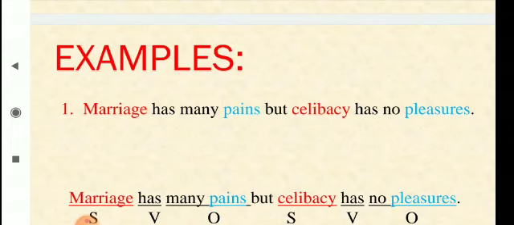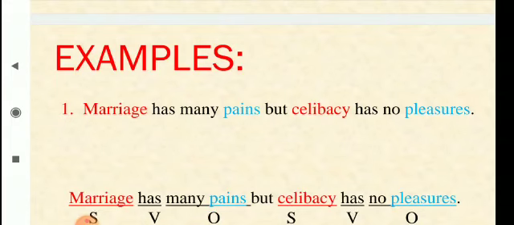In the first clause, you are talking about marriage. In the second clause, you are talking about celibacy. In the first clause, you are talking about the pains of marriage, and in the second clause, you are talking about the pleasures of celibacy. You see the opposite or contrary ideas: marriage, celibacy, pains, pleasures. Therefore, in this sentence, you find two opposite ideas expressed in one and the same sentence.